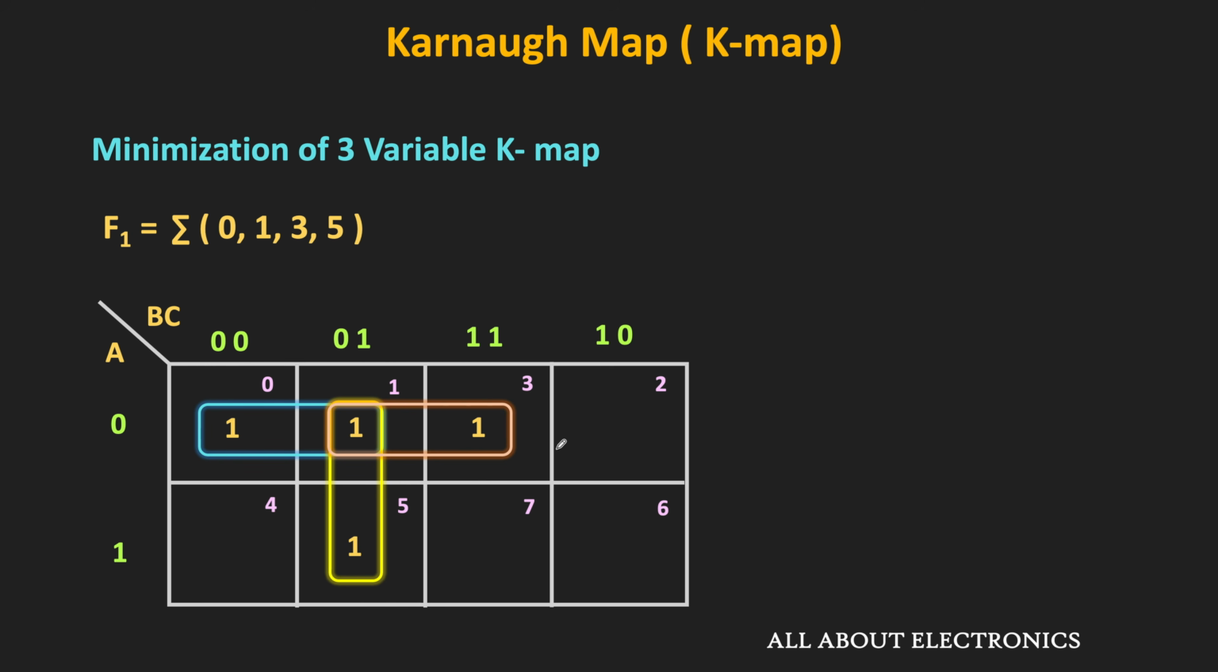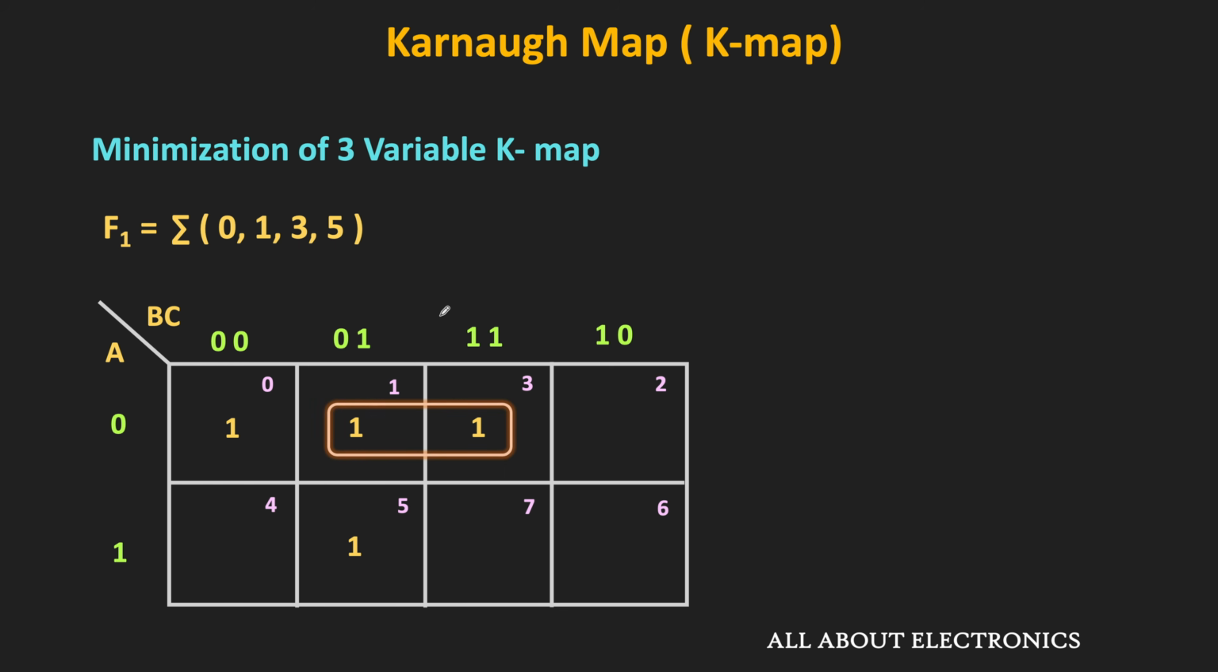So first, now let us consider this group. As we have seen earlier, in this group, the variables a and b are not changing while the variable c is changing. And here, the value of variables a and b is equal to 0. Therefore, this group represents a bar dot b bar. Similarly, in this second group, the variable a is changing while the variables b and c remain the same. And here, the value of b is 0 while the value of c is equal to 1. Therefore, this group represents b bar dot c.